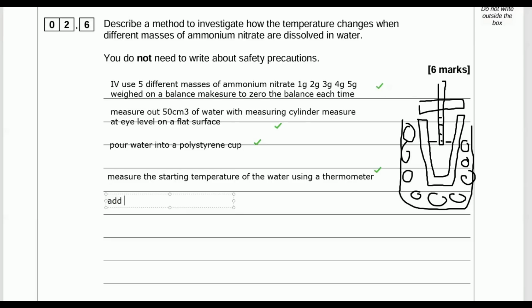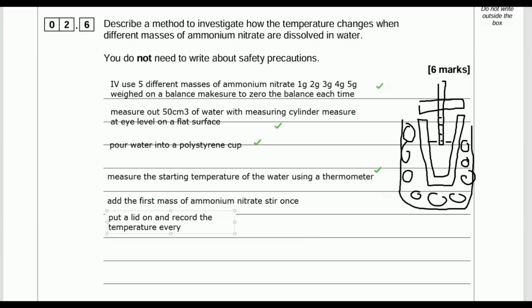Now what I want to say is add the first mass of ammonium nitrate. Stir once. We're just going to give it one stir. Keep that the same each time. Then put a lid on and record the temperature every, let's say, 30 seconds. So you're going to record the temperature every 30 seconds.